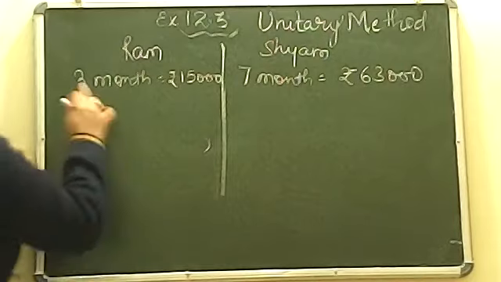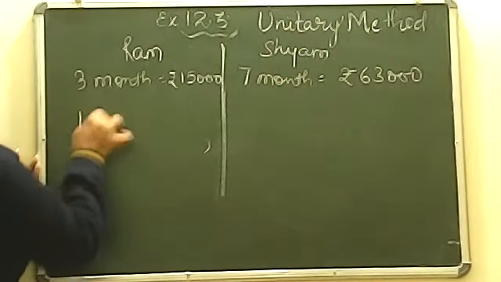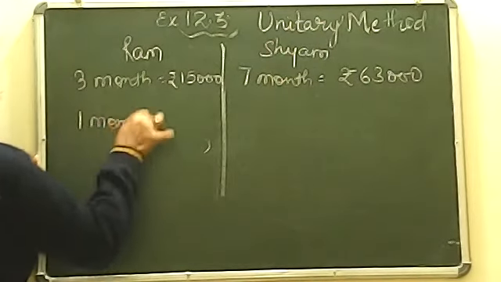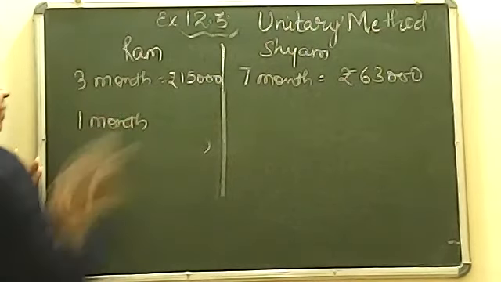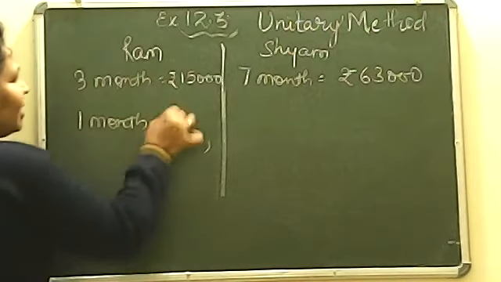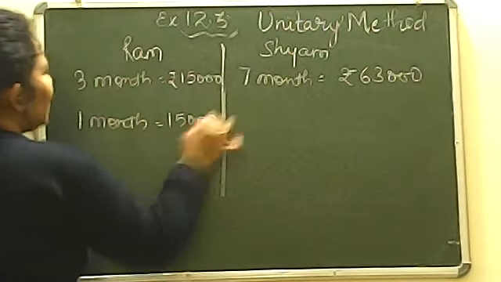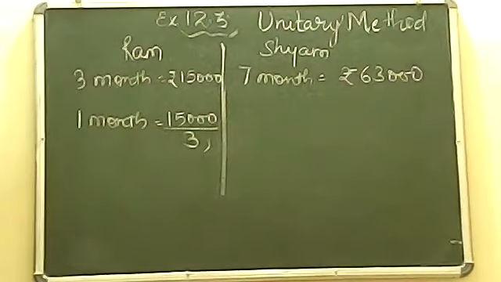So now you can see it is given for 3 months. Let us find out for 1 month first, because here 3 months is given, and here 7 months is given. So 1 month first we will make it equal. So 1 month will give us 15,000 upon 3. Why upon 3? We are doing division. Why?